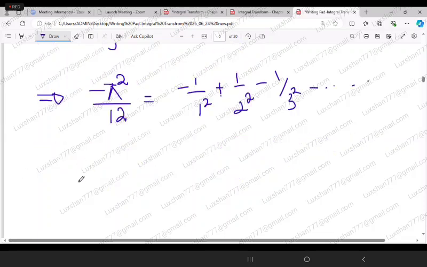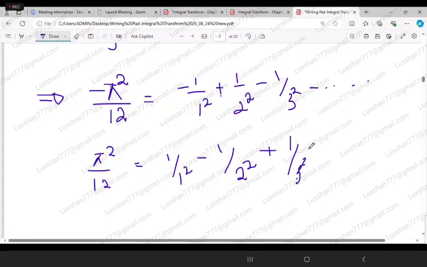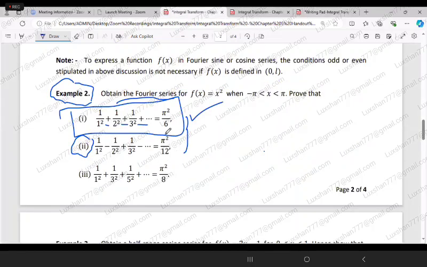So if you multiply by minus on both sides, then you will get pi squared by 12 equal to 1 over 1 squared minus 1 over 2 squared plus 1 over 3 squared, and so on. You understand? So then we are getting pi squared by 12. Do you understand? Tell me whether you understood or not.